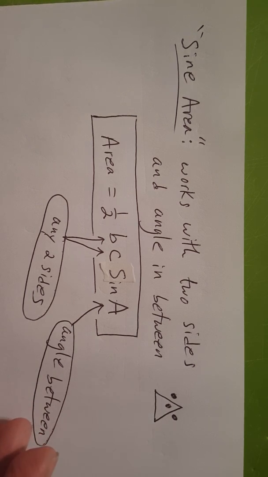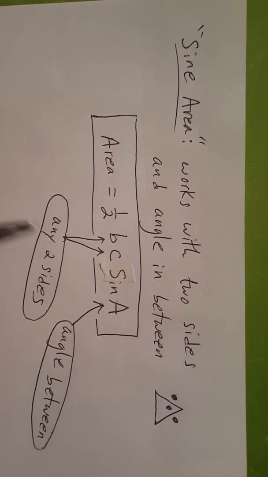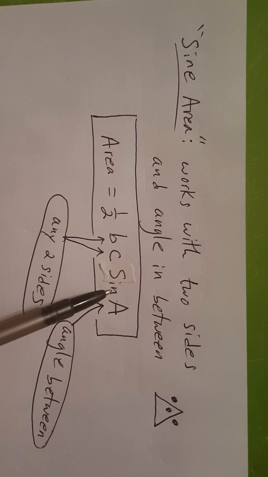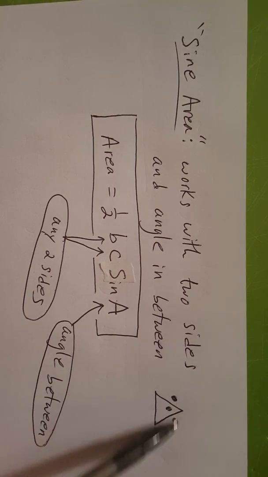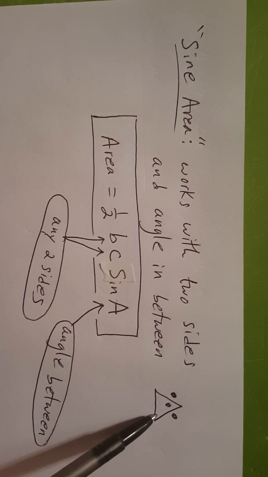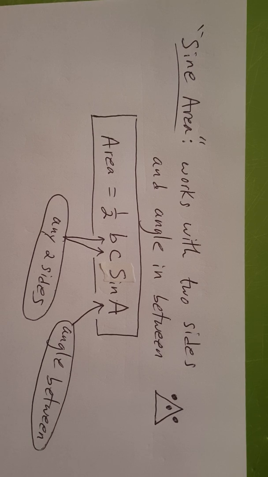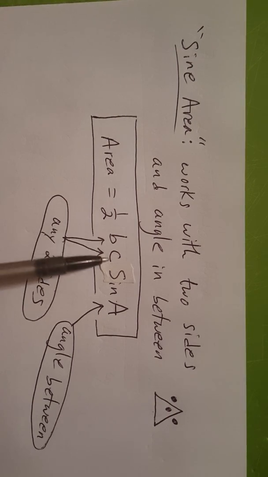Here's what you do. It's half of B times C, which is any two sides, and then sine of the angle in between. So what this means is your angle has to be between the two sides. If you have two sides and the angle's down here, this doesn't work. In fact, nothing works to get the area. But if you have this, then you meet the requirement and you can use this formula.